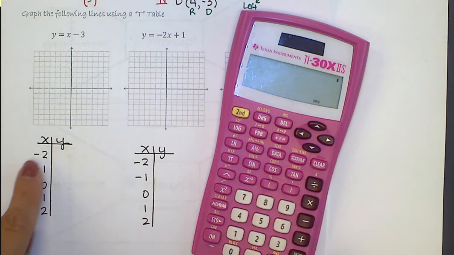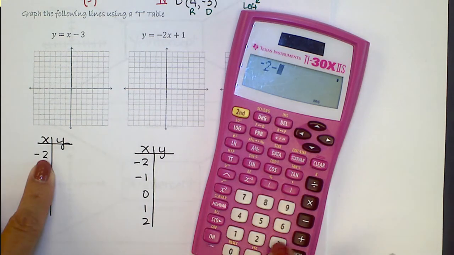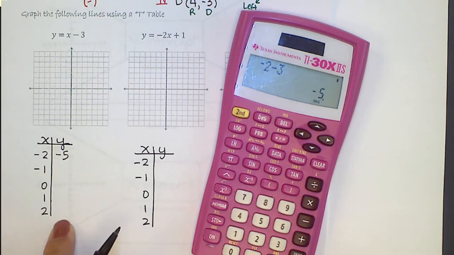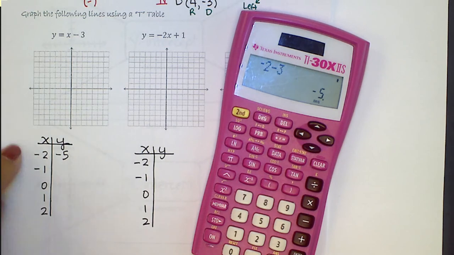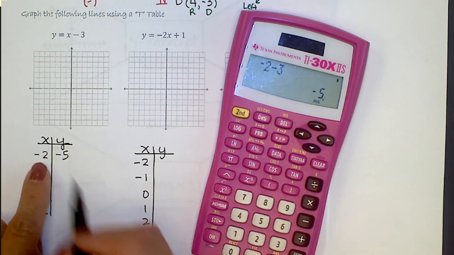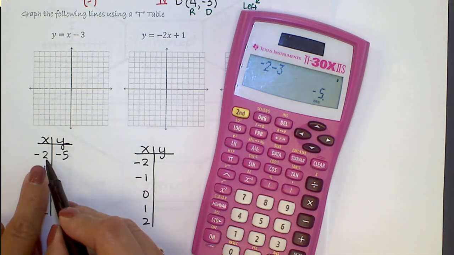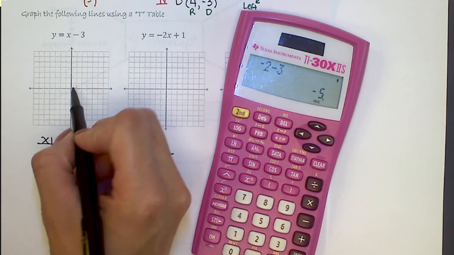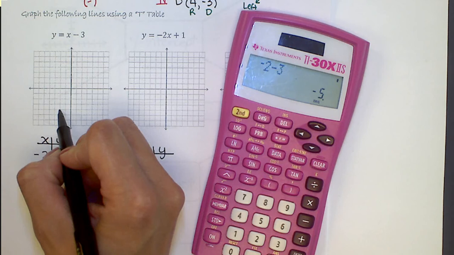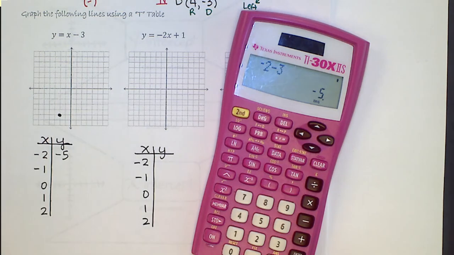So -2 minus 3. Now I get -5. You may choose to fill out the whole table first and then graph it, or you can graph it point by point. Now, in the previous video, we talked about graphing. This is your x coordinate and this is your y coordinate. So I'm going to go left and down. So I'm going to go left 1, 2, down 1, 2, 3, 4, 5. Right there.